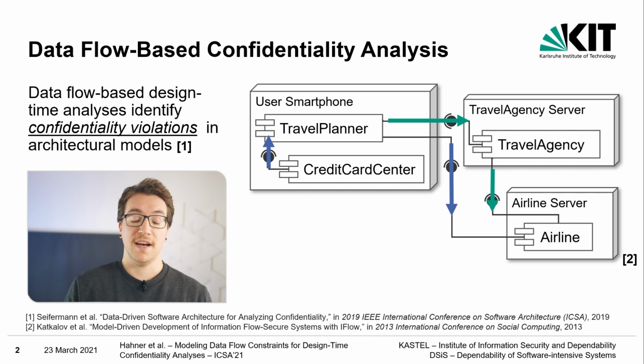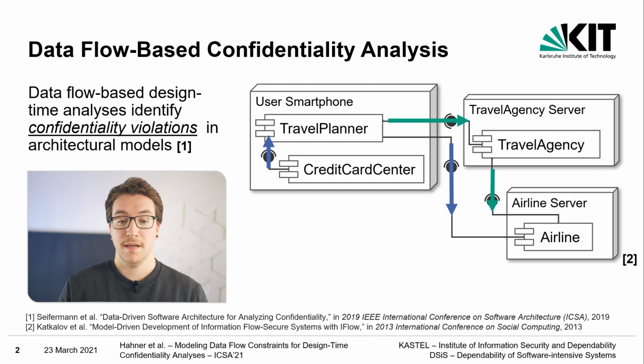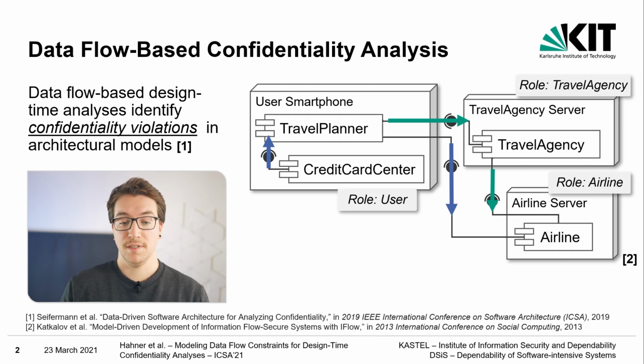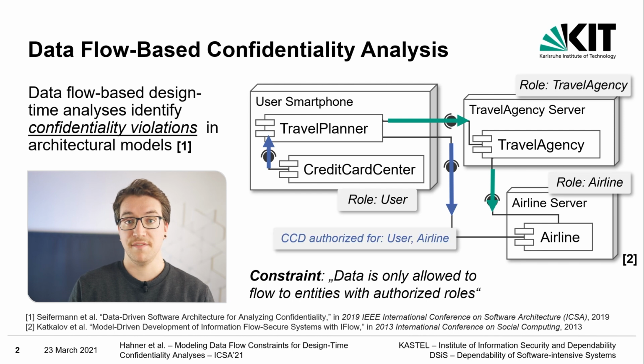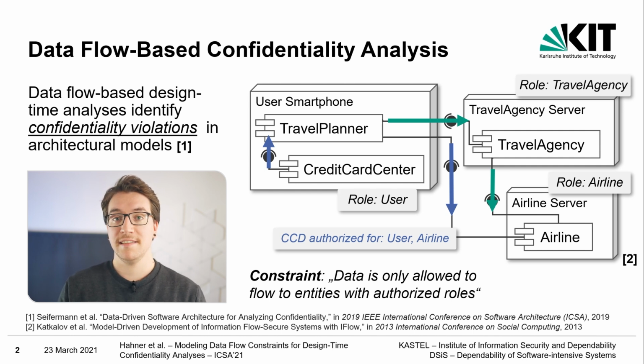Here we try to find confidentiality violations using role-based access control and annotate this model using the roles user, travel agency and airline. An exemplary data flow constraint would then be that data is only allowed to flow to entities with authorized roles. As an example, the sensitive credit card details are only allowed to flow to the user and the airline after the user explicitly allowed this on his smartphone using the Credit Card Center app.